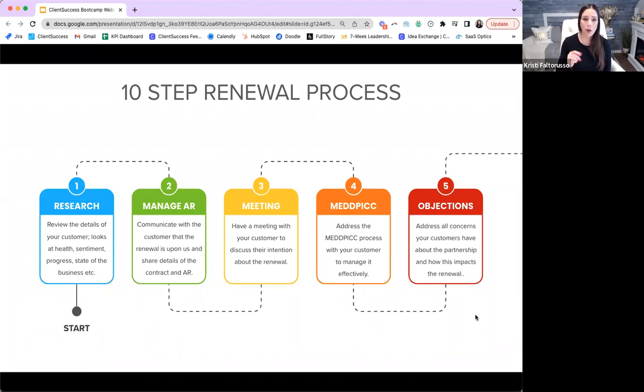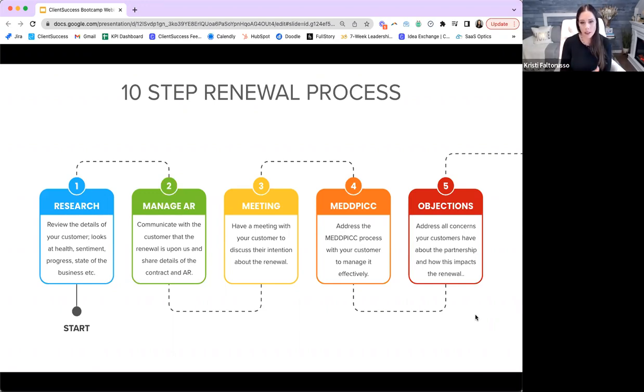Now, the number one question we ask when we engage with our customer around the renewal, the number one question is, is it your intention to renew your subscription with ClientSuccess? Now, I didn't say, are you going to, or not, is it your intention to do so?